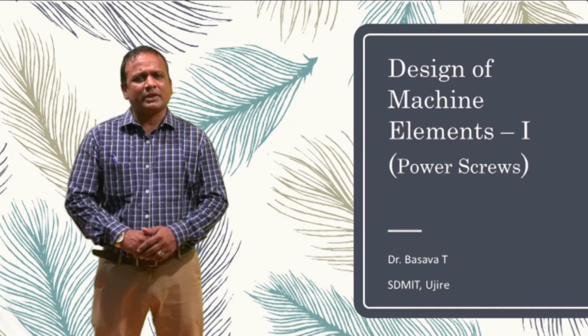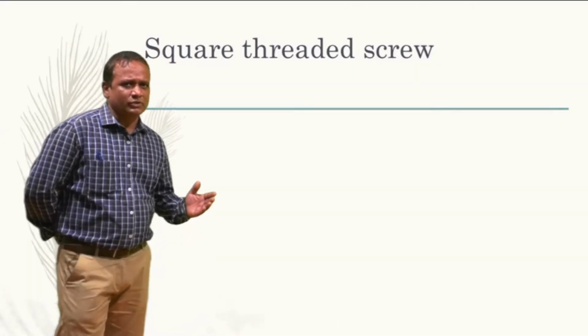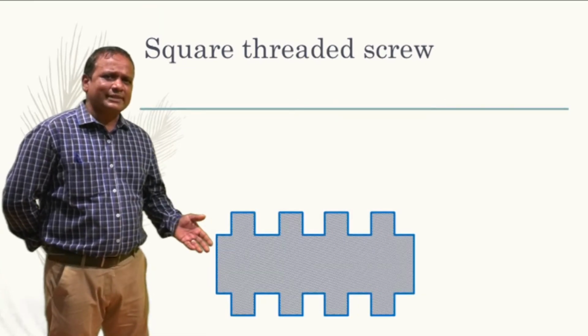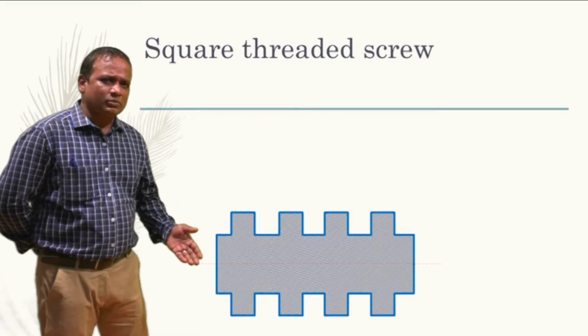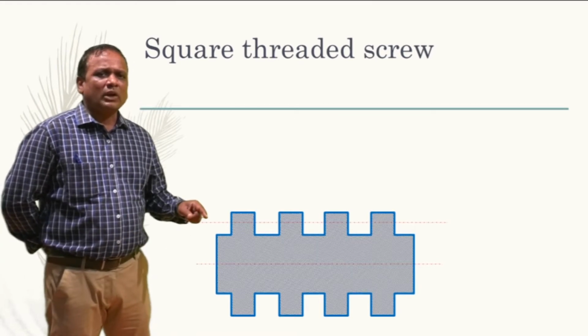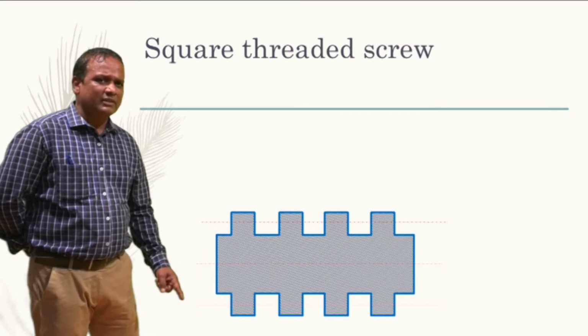In this session, we try to understand what power screws are. When I say a power screw, it would surely be a square threaded screw. I'll take it as an example. This is a square threaded screw where I have an axis at the center of that square thread, and one more axis at the threads over at this point and at the bottom point.